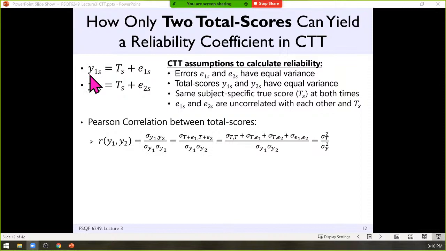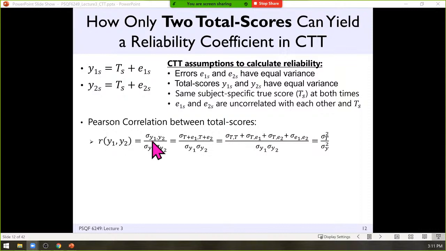So if I have two scores, y1 and y2, and they vary across subjects, in theory, if each of these scores is measuring the same latent trait, then it's the same trait for each person. So t is the same, but then error is different. Error is subject and item specific. If we're willing to assume that these two errors have equal variance, and that these two outcomes have equal variance, and that it's the same trait both times, and that error and trait are uncorrelated, then we can start with just a correlation between these two variables, and break it down into its component parts.